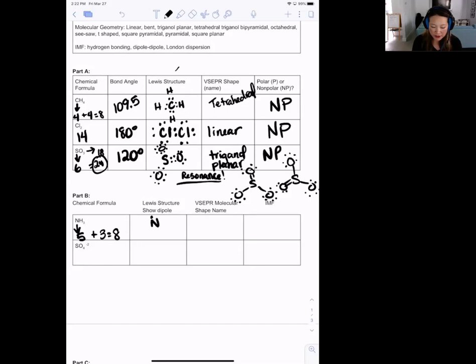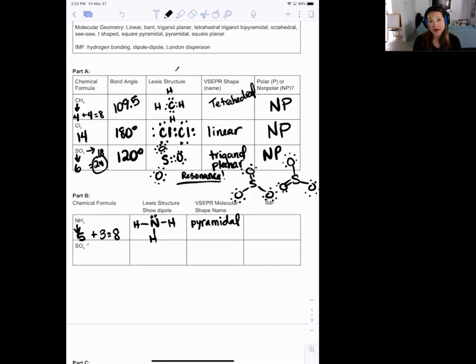So we're going to draw this one in like this. I'm going to be a little bit lazy because the dots are going crazy. I'm going to draw lines instead. Now we've got 4 domains, but 1 lone pair. So this one's going to be called pyramidal. Another term that you might see is trigonal pyramidal because it's 3-sided.